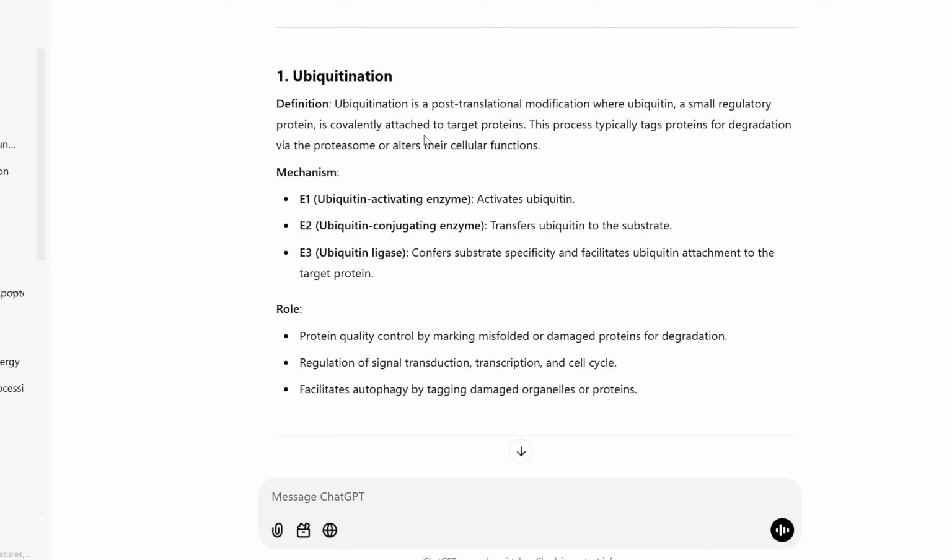So the role of ubiquitination here, according to ChatGPT, that's what I'm using, is very much quality control of misfolded protein. Now you ask, how did the protein get misfolded? Well, the protein gets misfolded because our ROS largely is the one that would cause the damage.